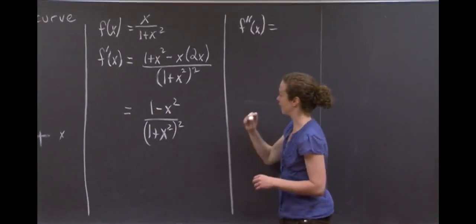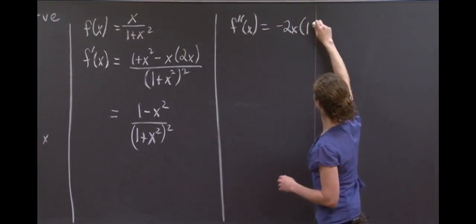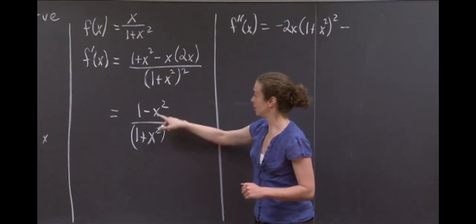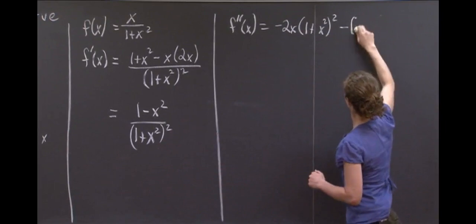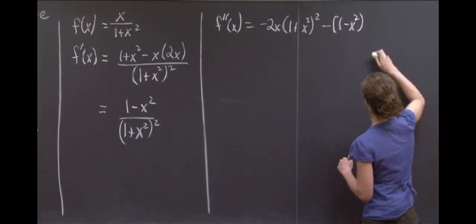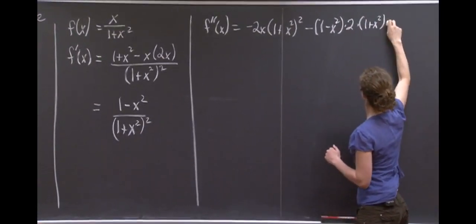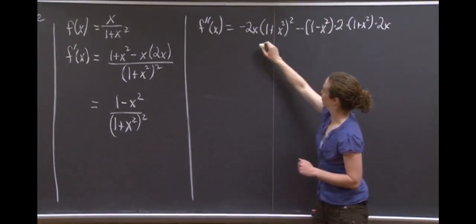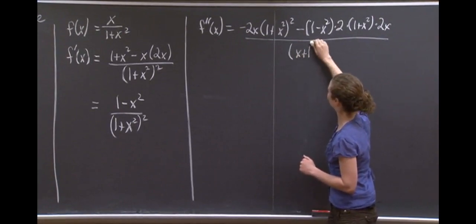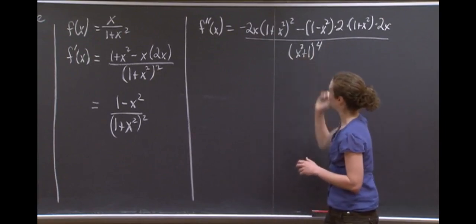So the derivative of the top is minus 2x, and then times (1 plus x squared) squared. And then I subtract the derivative of the bottom times the top. So I'll keep the top here, 1 minus x squared. And then the derivative of the bottom has a little chain rule on it. So I'm going to get a 2 times (1 plus x squared) times 2x. And then this whole thing is over (x squared plus 1) to the 4th. Sorry to switch the order of those.